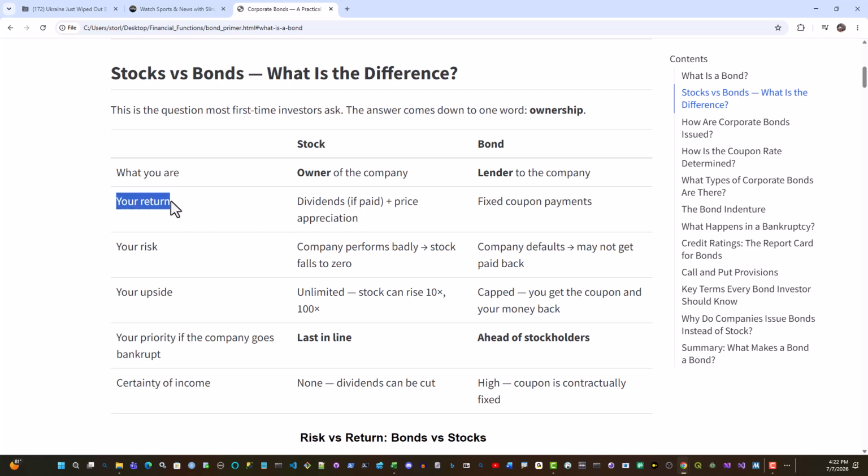So what about your returns? Well, stocks pay dividends, if they pay dividends. Sometimes startups don't pay dividends because they need to maintain their funding. They need to keep all the money so they can reinvest it into their business operations. However, bonds will have to pay a fixed coupon payment. So what is the risk then? Well, if the stock performs badly, it will drop, right? So you can lose a lot of money.